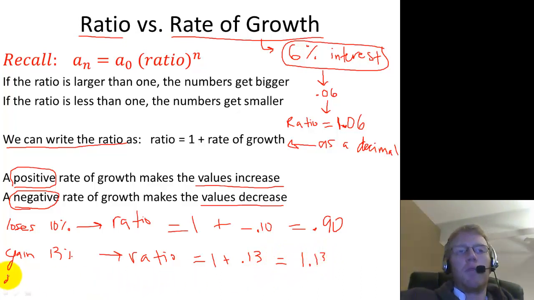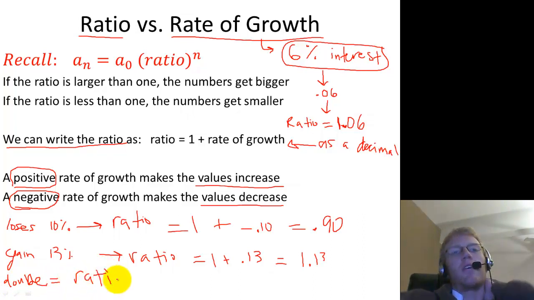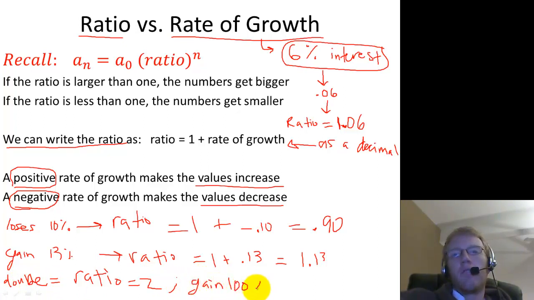Okay, what if you're doubling? If you're doubling, then you know your ratio is 2, but let's see how this plays out. If you're doubling, how much do you gain? If you double, that means you gain 100% of what you had, and so your ratio is 1, that's what you already had, plus 100% is another 1 that you gain, and that equals 2. So if you're doubling, that's 100% growth, and your ratio would then be 2.